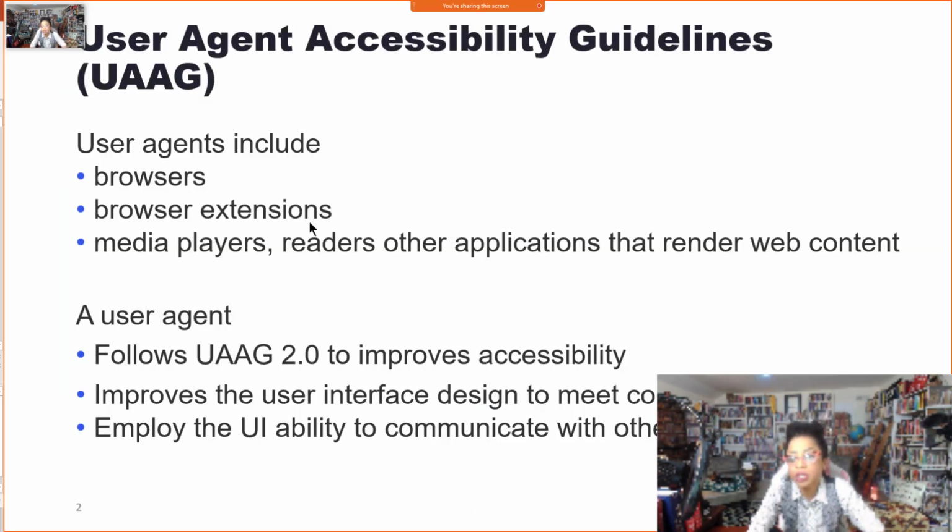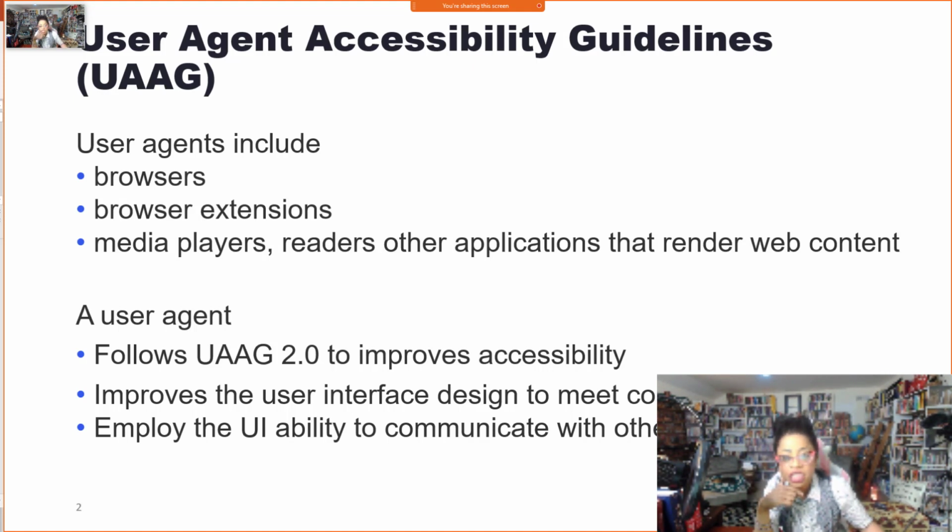So what's important here are user agents, UAAG. User agents include anything from your browsers to your browser extensions, media players, readers, anything that renders web content is considered a user agent. Now, some accessibility needs are better met in the browser than in web content, such as text customization, your preferences, and some user interface accessibility features.